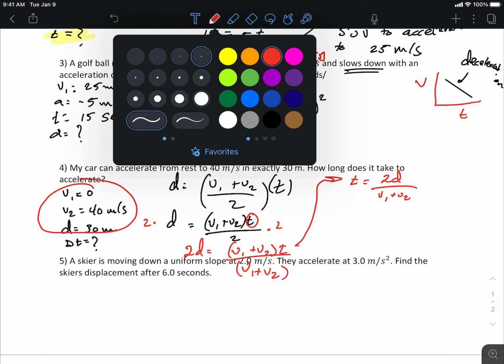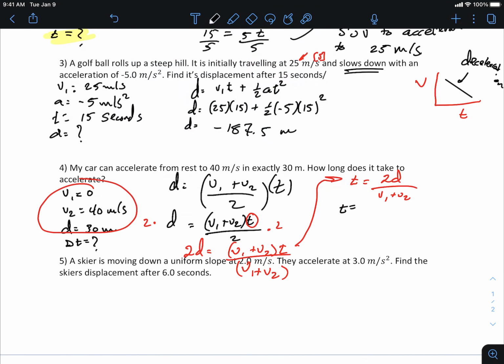So now you're at the stage where we can say, okay, well, t is equal to 2 times 30 divided by (v1 plus v2). Well, v1 was 0 plus 40. And what are you going to get? You're going to get 60 over 40. So the time is going to be 2/3, right? Or, sorry, not 2/3. Close to 1.5. 1.5. It would be 2/3 if it was the other way. Good, that's the answer I got. Do we have any questions?